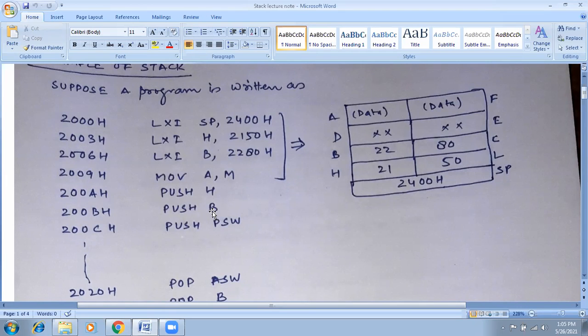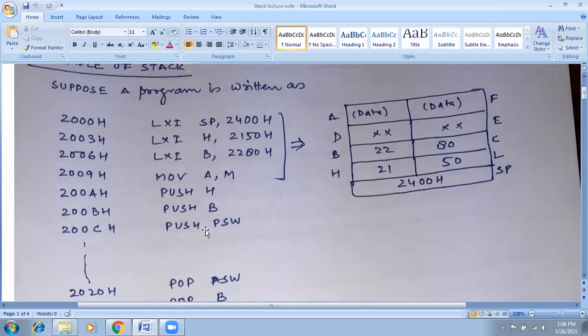Again, the content of the stack pointer is decremented by 1, so that it will become 23FC. And at 23FC, the content of C register will be stored. So after the execution of push B, the stack pointer will contain 23FC. Please mind it.